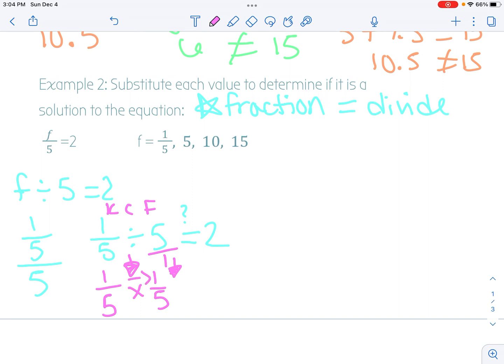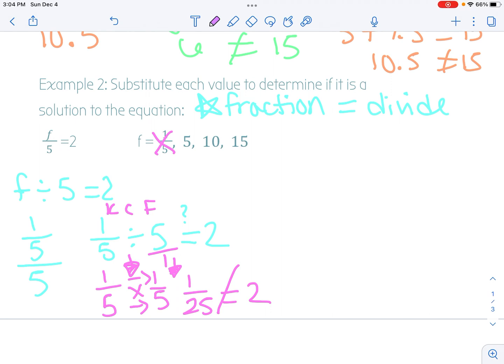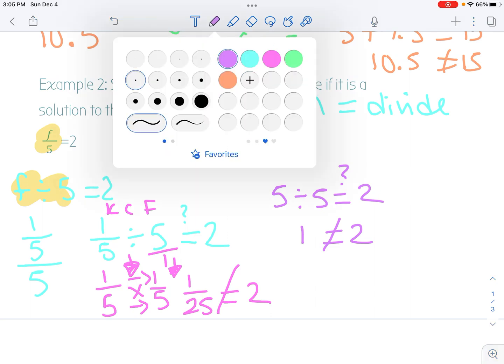When I multiply fractions, I multiply straight across. So 1 times 1 is 1, and 5 times 5 is 25. Does this equal 2? It does not, so 1/5 is not part of my solution set for this equation. My next one, instead of f over 5, I am doing 5 divided by 5. Does this equal 2? 5 divided by 5 is 1. This does not equal 2, so 5 is not part of my solution set.